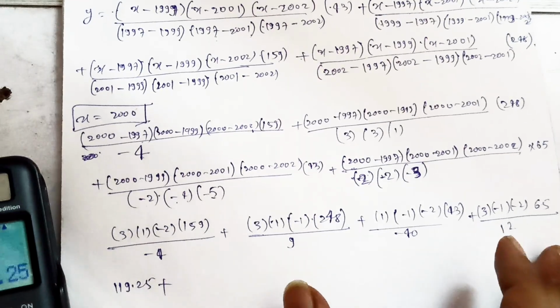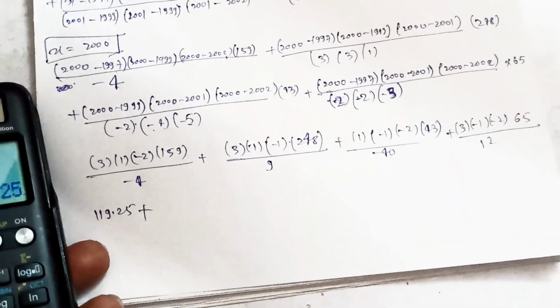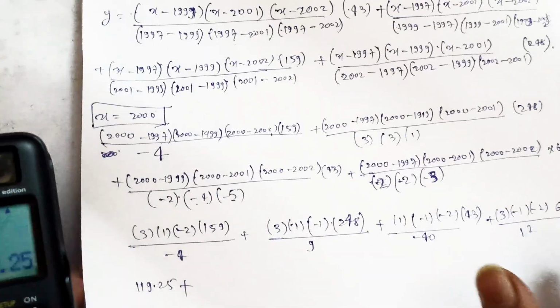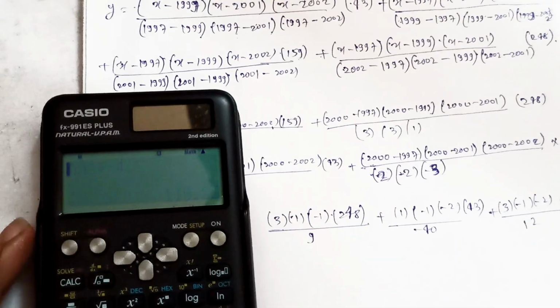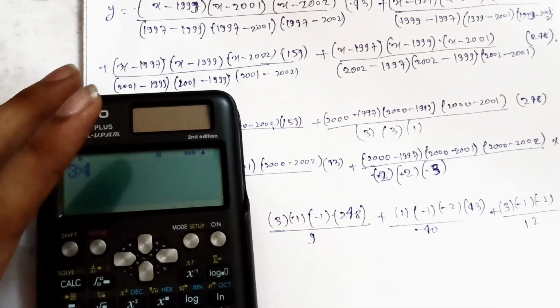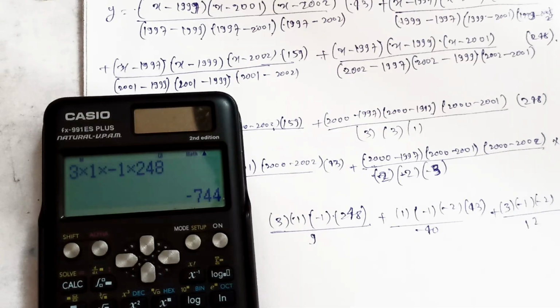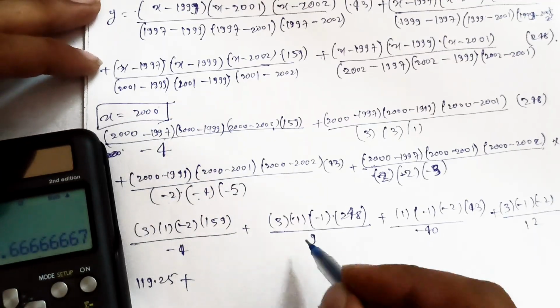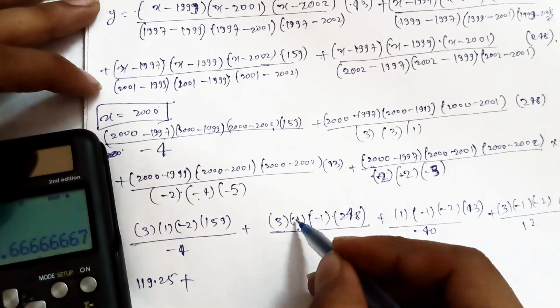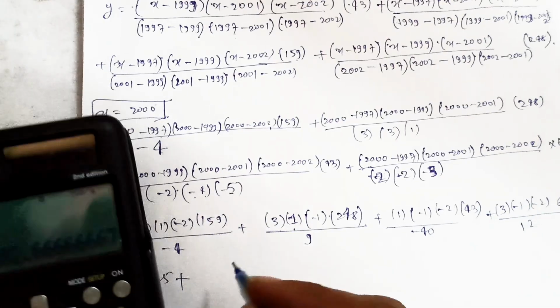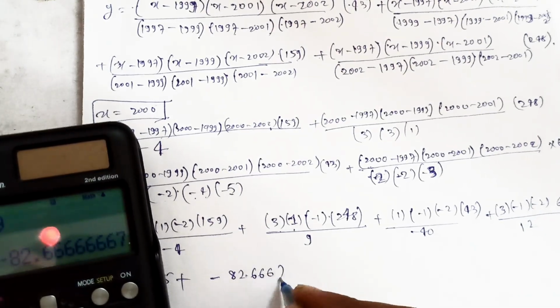you get near 119.25. Plus the next term is 3 into 1 into minus 1 into 248 equals, and then divide it with 9. Here we will get minus 32. What is the second term here? Second term is just 1. So we get minus 82.6667 we can use.